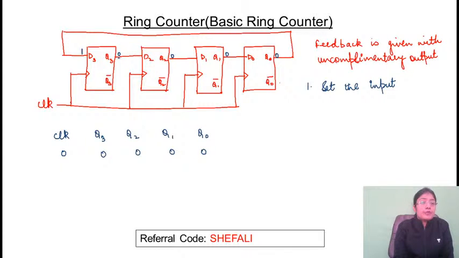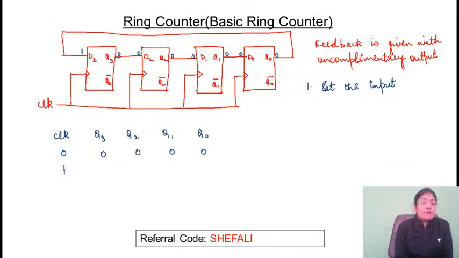The output of the previous flip-flop, that is Q3, is 0. Set the input, it will be 0. Set the input, output is 0. So this will be set as the input. Now apply the clock pulse. First clock is applied. What will be the output?